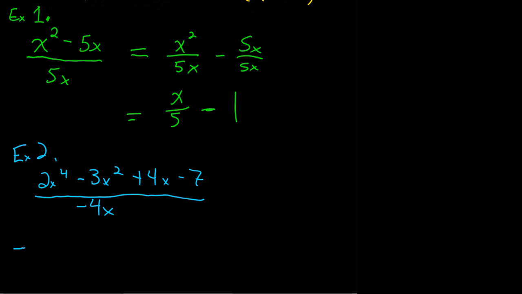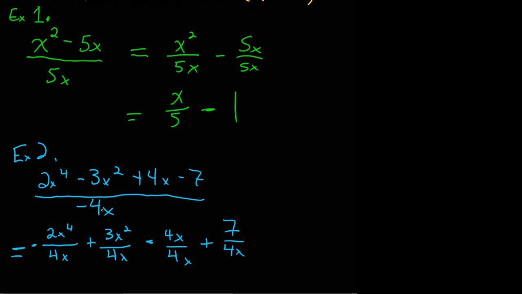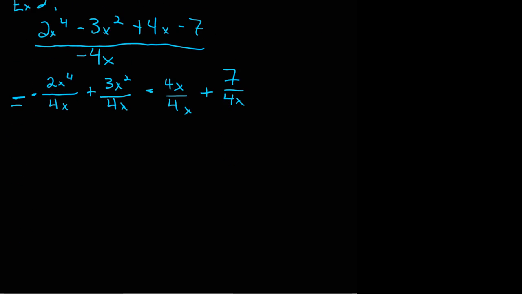Well, we're going to use the same concept. I'm going to take the 2x to the 4th over the negative 4x, but I'm going to pull the negative out front. I'm going to take 3x squared over negative 4x. I'm also going to pull the negative out to the front, so that's a negative over a negative will be positive, right? I'll do some simplification as I move across. Negative 4x over 4x, and positive 7 over 4x, right? A negative over a negative is positive. Negative over a positive is negative. A negative over a negative is positive. And we've deconstructed this into these terms.